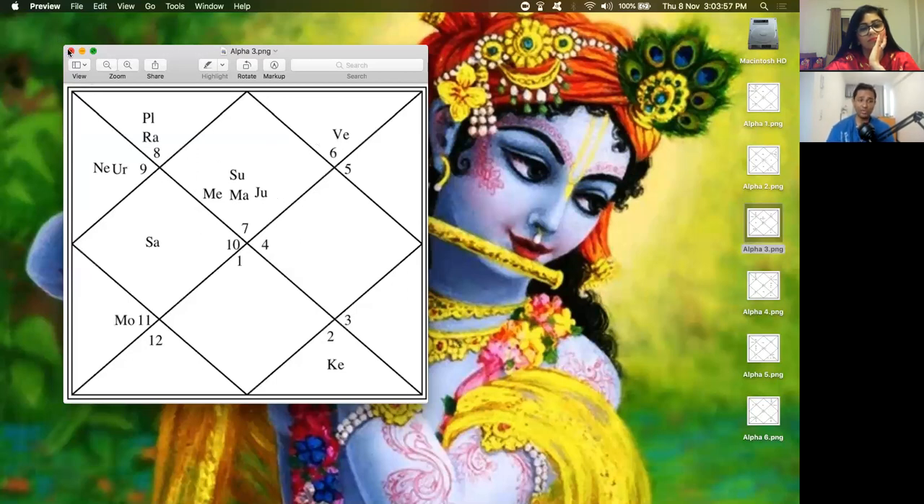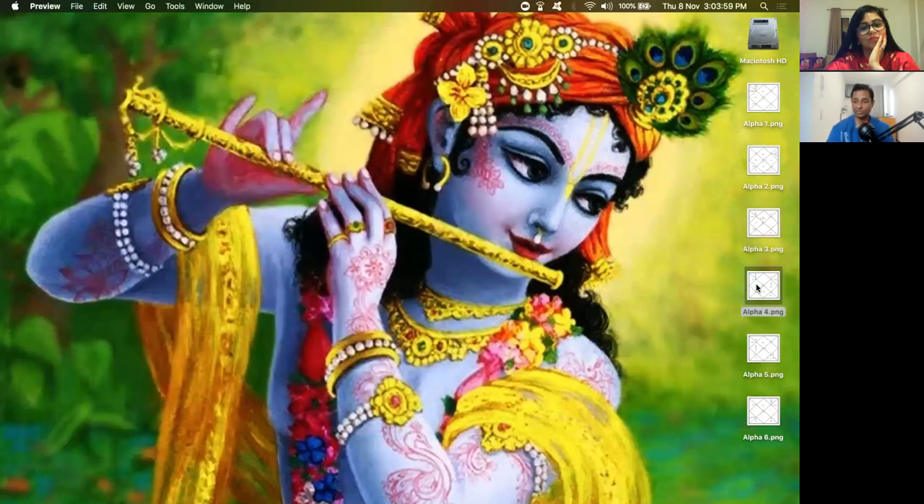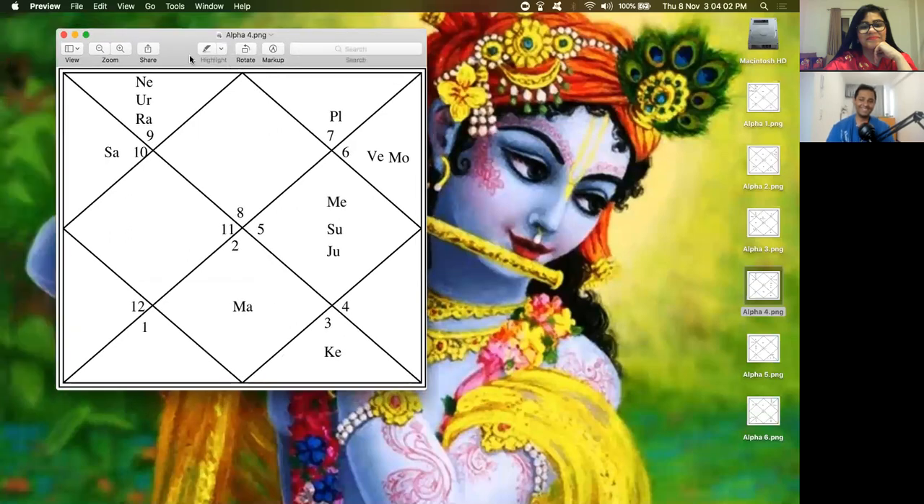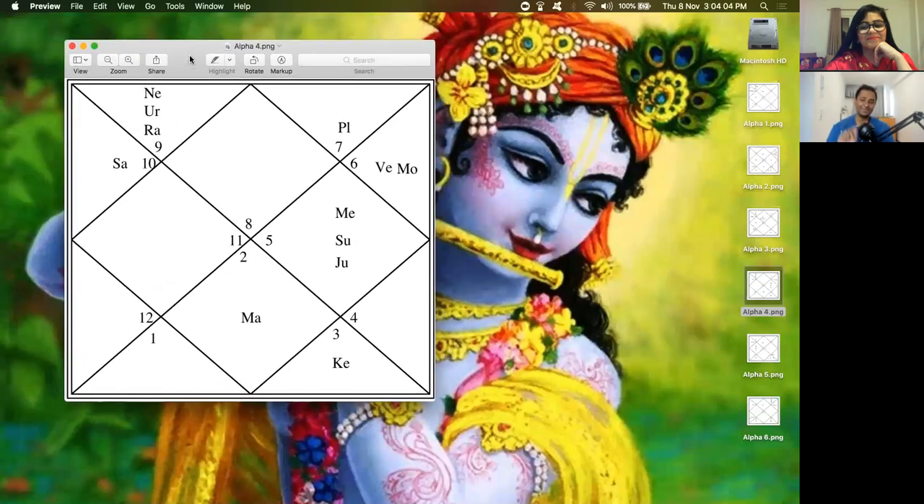So we will now go to another chart. 3 more charts are there. Yes, this was the chart I was planning to show. Now, this is a chart where Mars is in the 7th house. But here there is no problem of Mangalik Dosh. The problem is something else. The problem is too many affairs after being in a relationship. That is the problem in this chart.